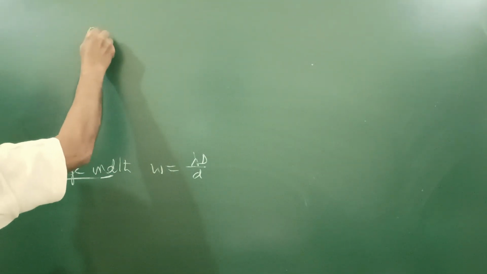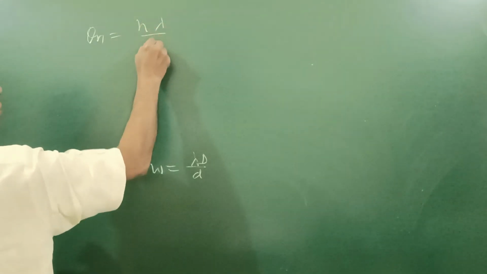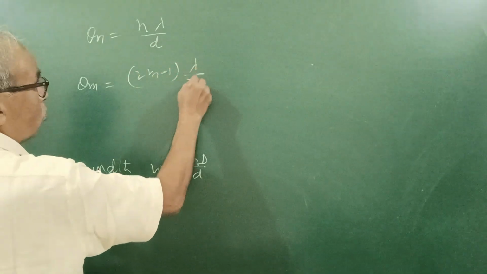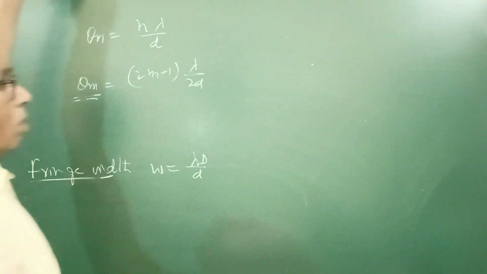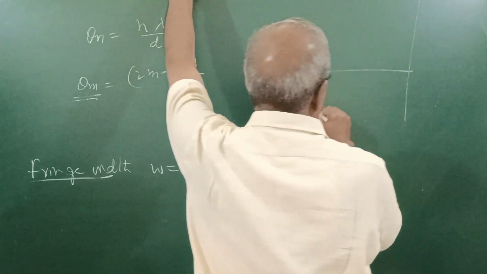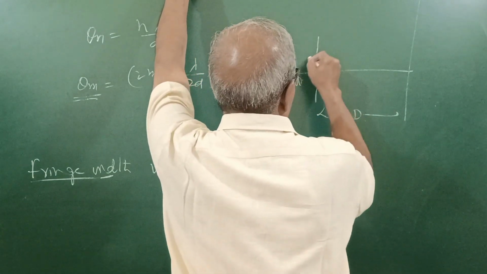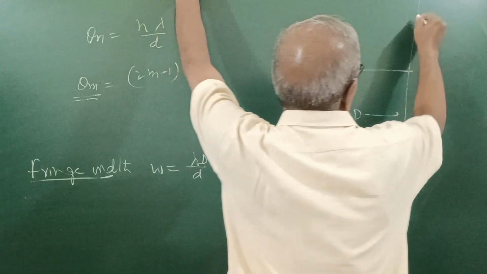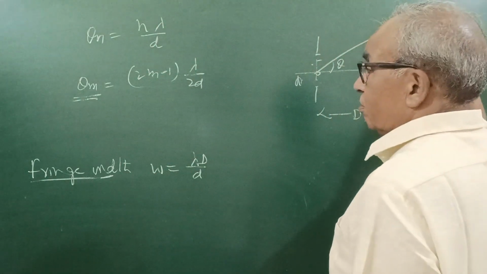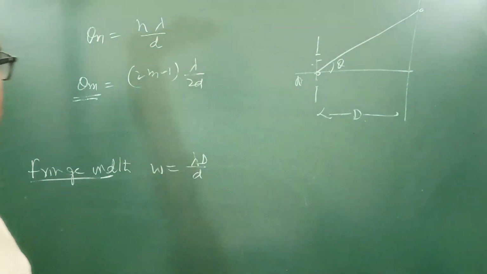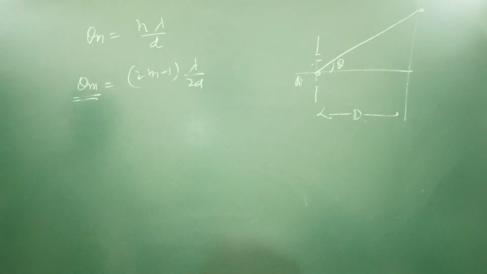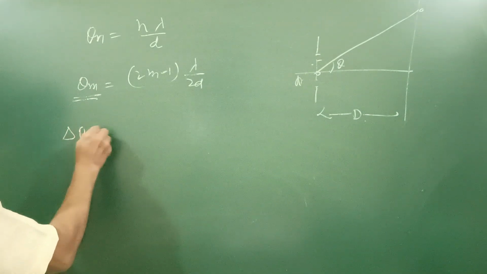There was one more thing: angular position of the nth bright fringe, that was theta n equal to n lambda upon d, and theta m was (2m minus 1) into lambda by 2d. What is theta? Angular position. Actually, please don't mind, here is the center, the screen, this is D, this is small d, and these are the two slits S1, S2. The point formed here, this theta we took, tells the position. Theta for bright fringe is n lambda upon d, and for dark fringe we write this. Then angular width was given as delta theta equal to lambda by d.